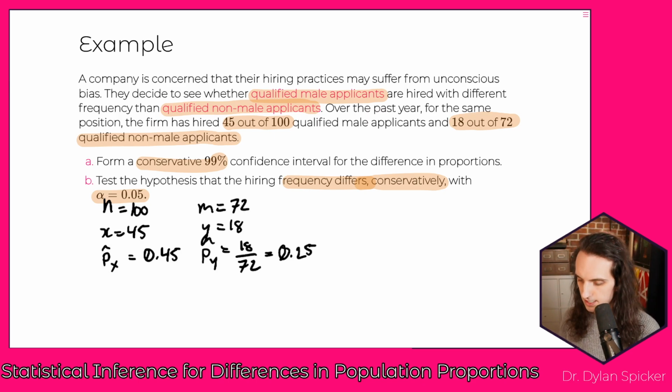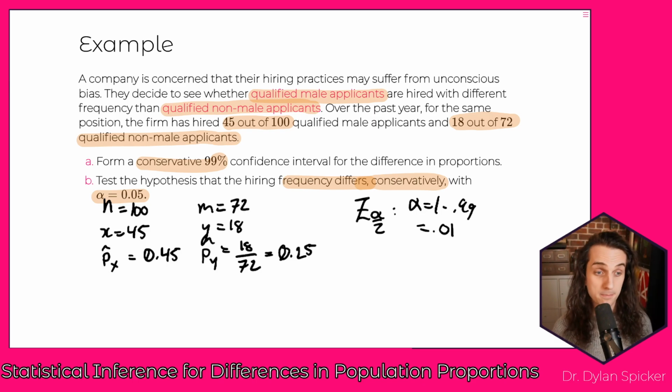Now, in our first case, we want to make a confidence interval, right? So we're going to be dealing with our z alpha over 2. Here, if we want to get alpha, that's 1 minus 0.99, right? So that's going to be 0.01.